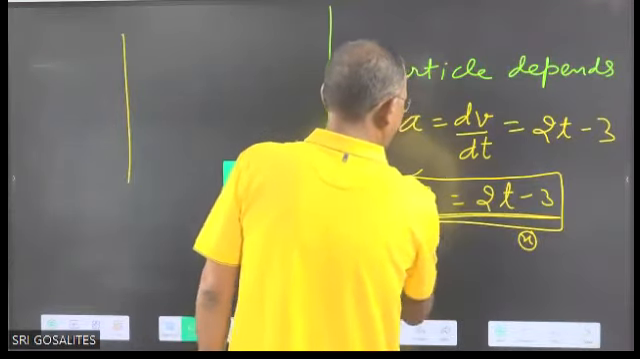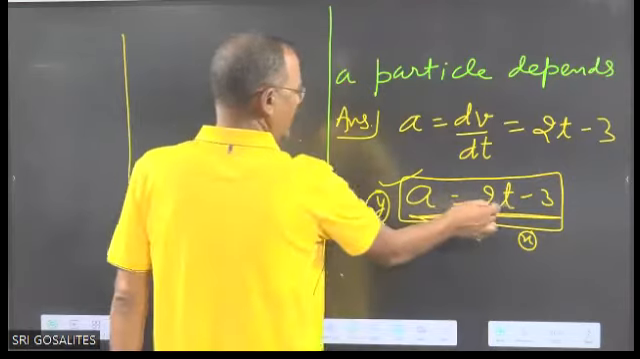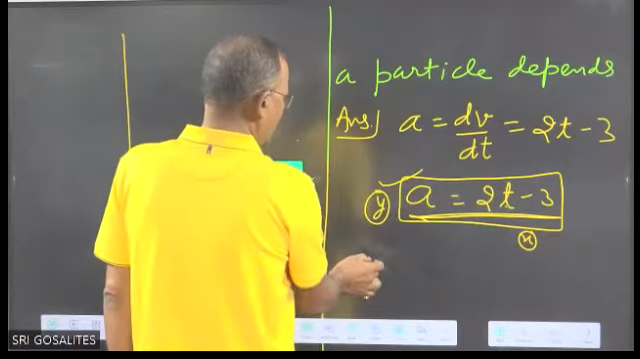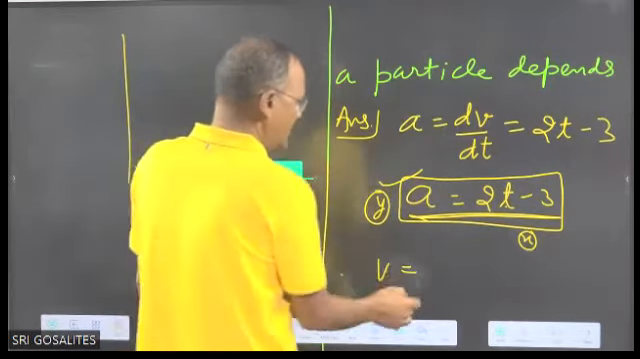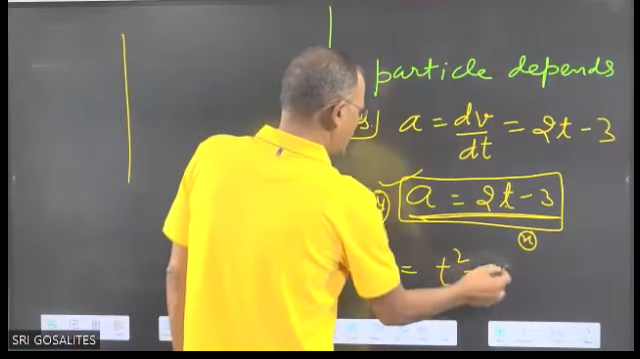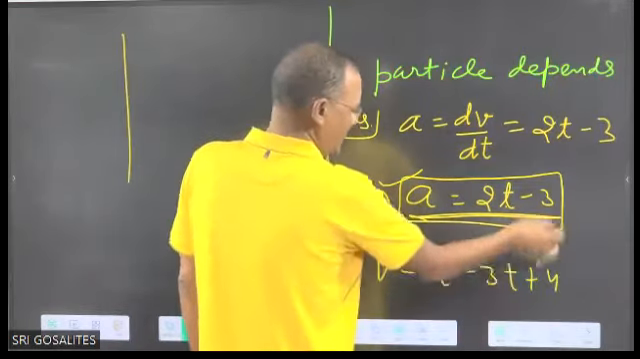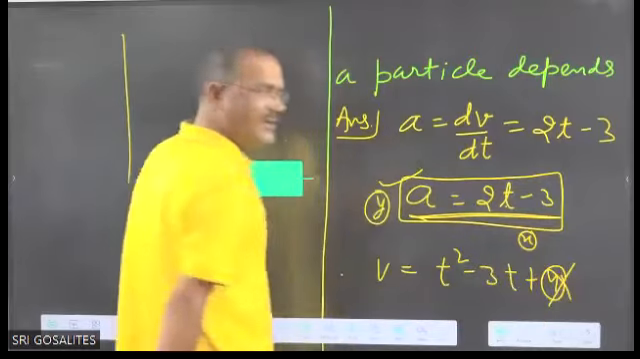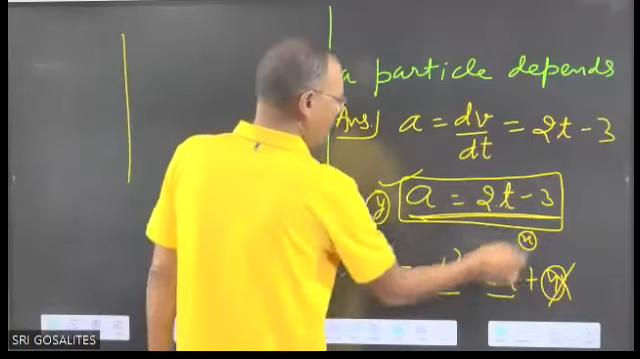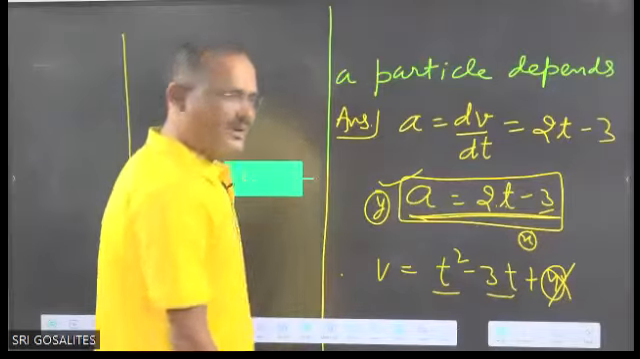A is 2t minus 3. Okay, because the equation I had for the velocity, once confirmed, was t square minus 3t plus 4, because the third term is a constant, and the differentiation of a constant is 0. T square gives 2t, and the differentiation of 3t is 3. Was it the same equation?